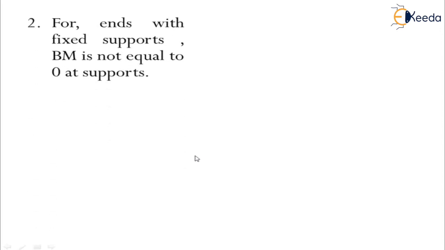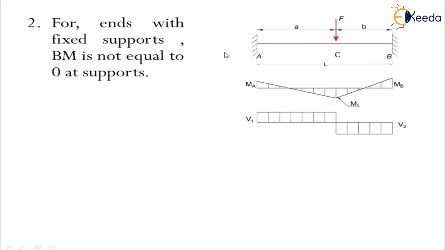Next point, for ends with fixed support, bending moment is not equal to 0 at supports. This is an example of a fixed beam. You can see at these two ends, the moment is not equal to 0. There is some moment induced due to fixed support.